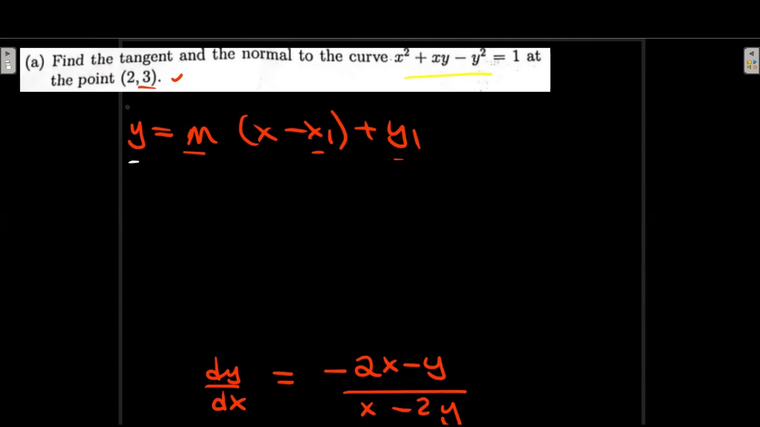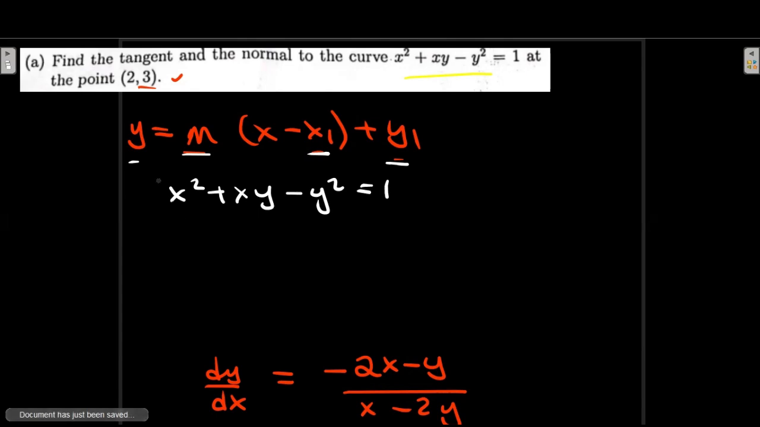From there, what we need first of all is a point, x1 and y1, and they've been given in the question. The other thing that we need now is to find our gradient. That gradient can be obtained by finding dy/dx, differentiating this equation and plugging in those points. So if I have x squared plus xy minus y squared equal to 1, I can differentiate this. To differentiate the first part, I get 2x. Then to differentiate this here, I see that there are two variables multiplying.